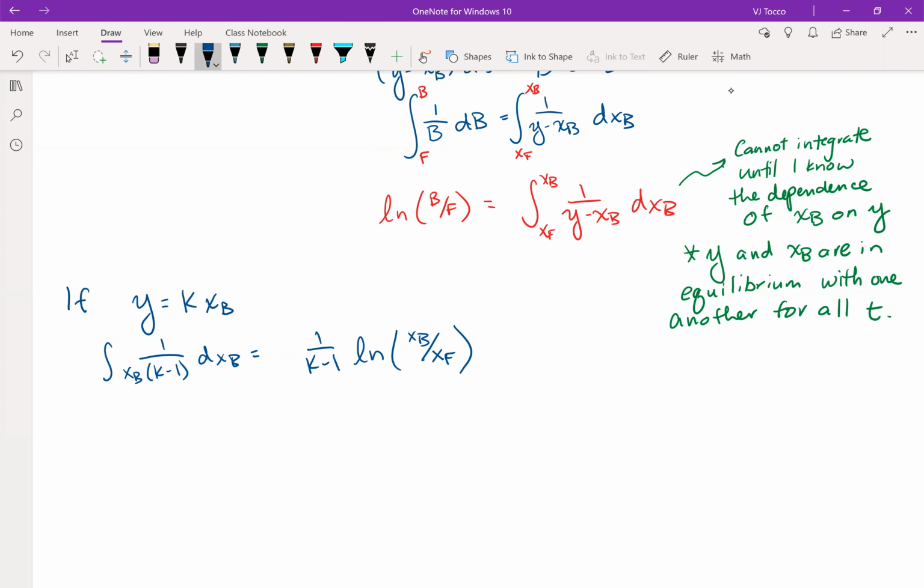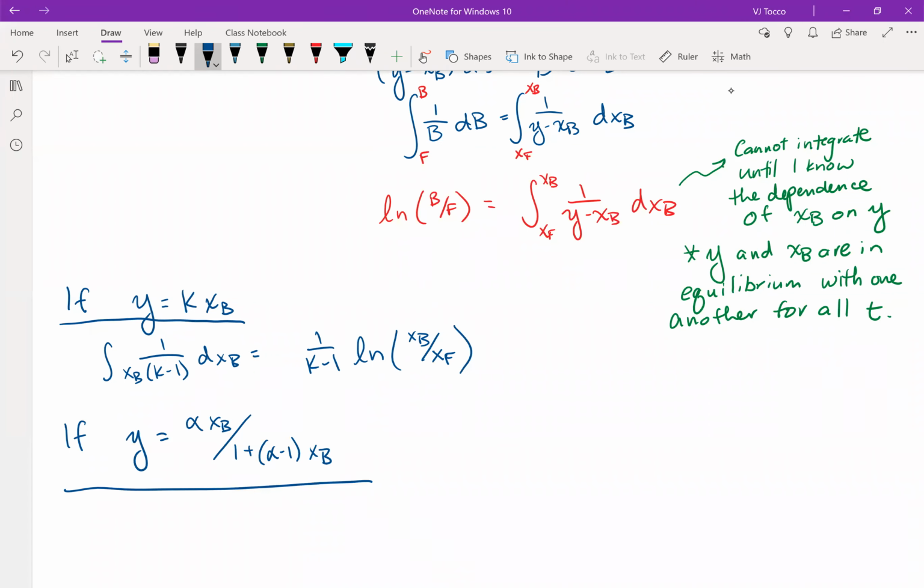And then obviously that would be equal to the ln of b over f, because that's on the right-hand side. Now, again, it's very unlikely that y is equal to k times xb. So there's another possibility that we can write. If y is equal to alpha xb over 1 plus (alpha minus 1) xb, this is the equilibrium relationship that we've seen for most of the term.